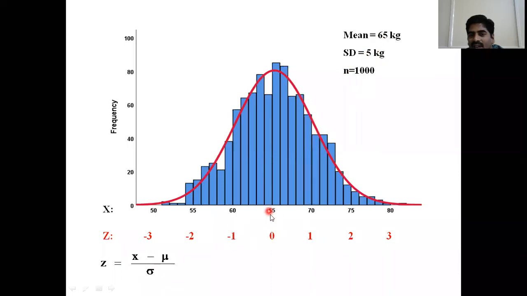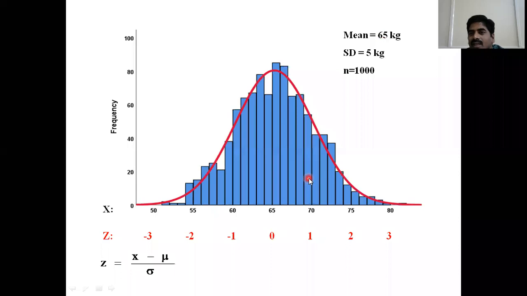So this is the mean value, 65. This is the observation and the mean also. 65 minus 65 is 0, the numerator is 0, and 0 divided by 5 equals 0. And next 70, 75, 80 will be converted to 1, 2, 3. This is the Z distribution.